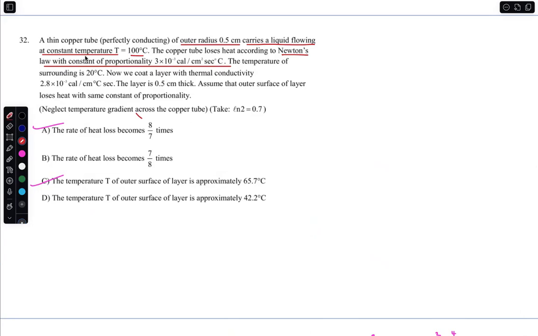A tube carries a liquid flowing at a constant temperature of 100 degrees centigrade. The tube loses heat according to Newton's law with a constant of proportionality. The temperature of the surroundings is 20 degrees centigrade.